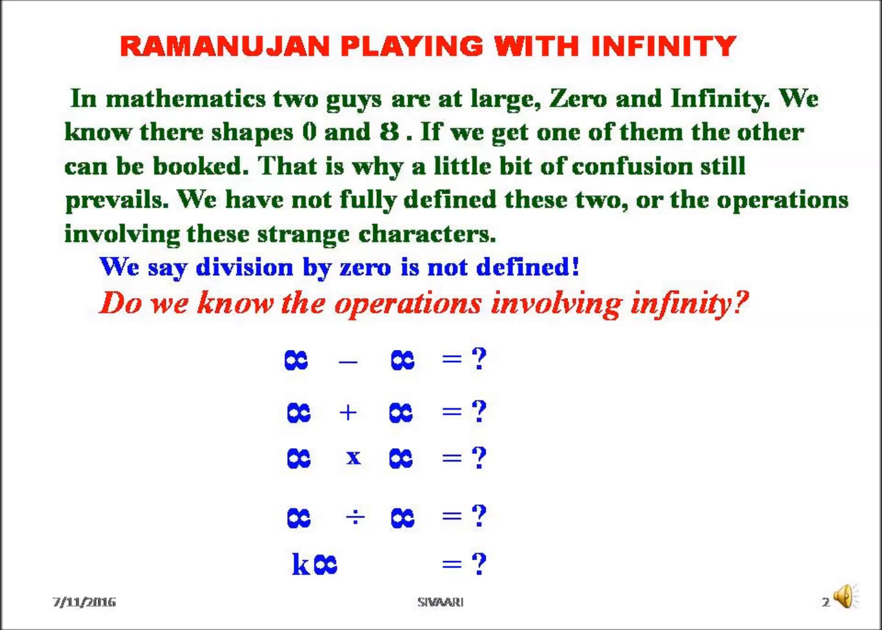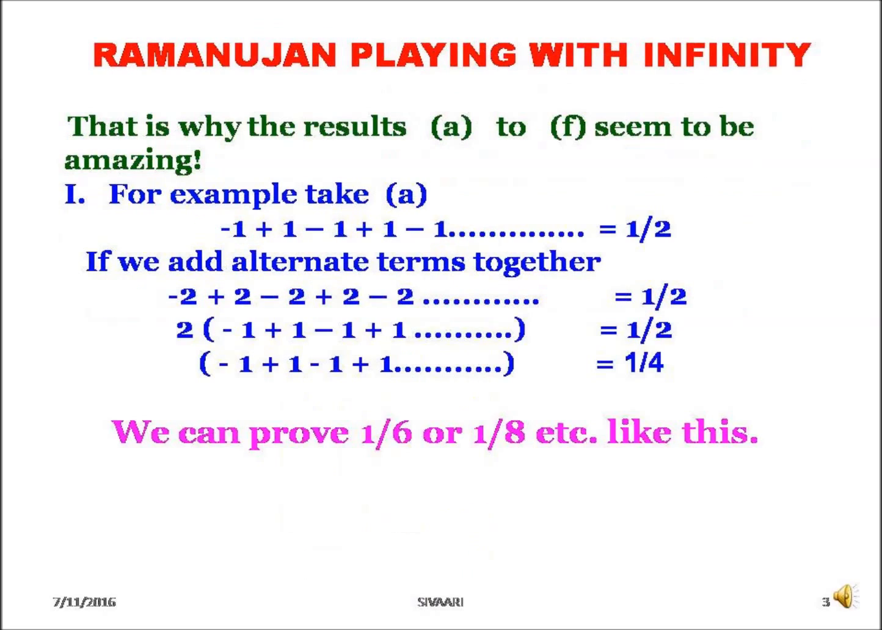We say division by 0 is not defined. Do we know the operations involving infinity? Say infinity minus infinity, or infinity plus infinity, infinity multiplied by infinity, infinity divided by infinity, or a constant into infinity? That is why the results A to F seem to be amazing.